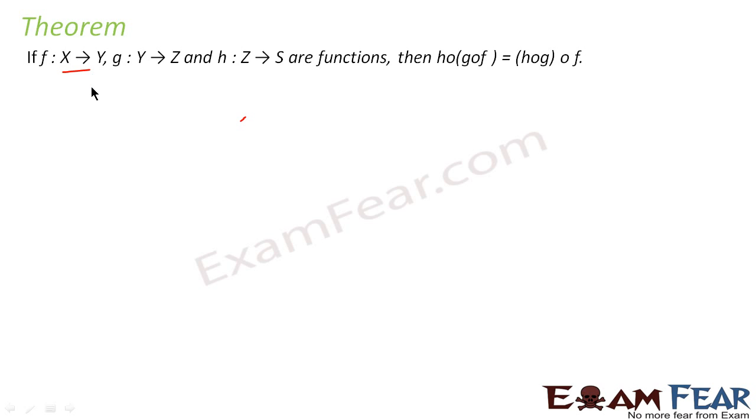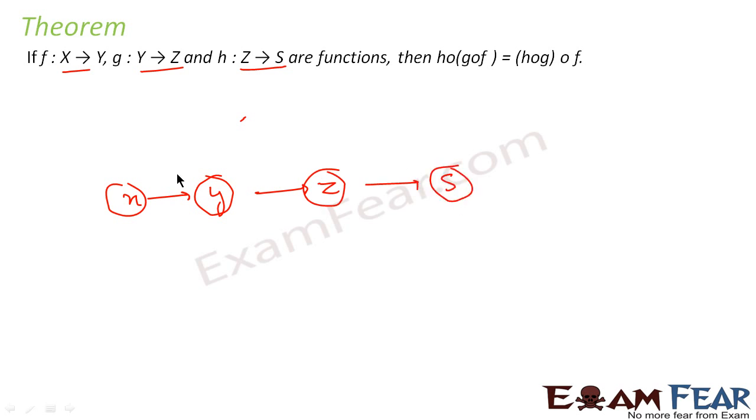There is a function f from X to Y, a function g from Y to Z, and a function h from Z to S. That is, from X to Y there is a function, from Y to Z there is a function, and from Z to S there is a function. This is f, this is g, this is h. Then h of g of f is equal to (h o g) of f. Both are the same. There is a theorem.